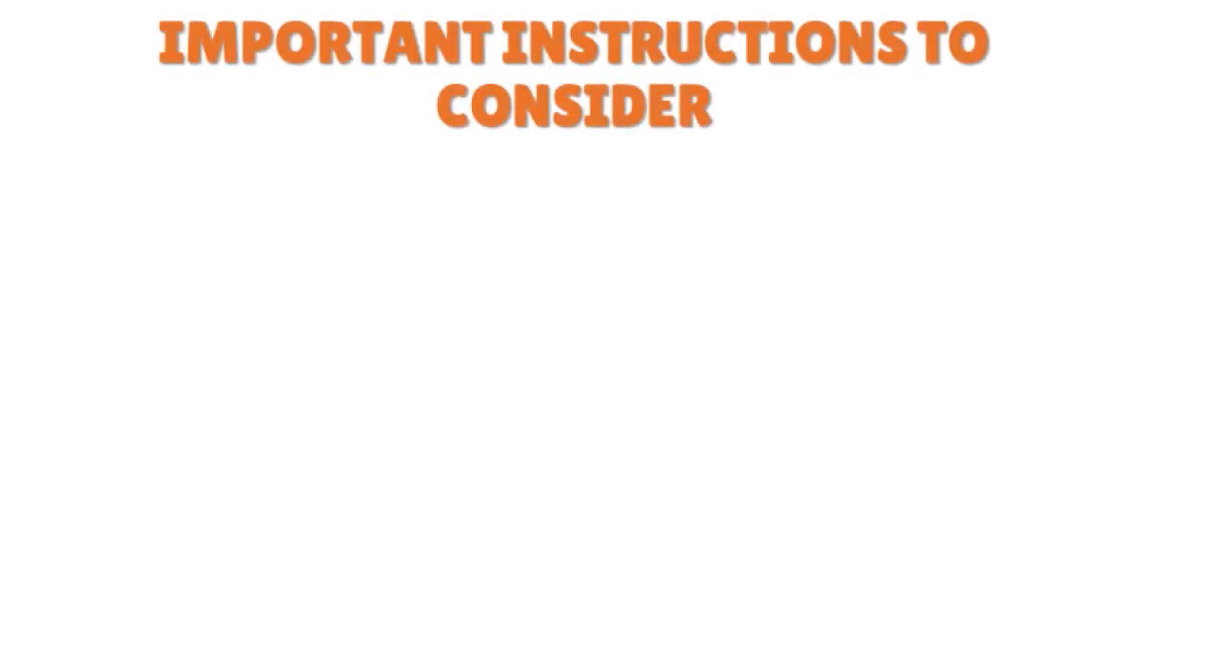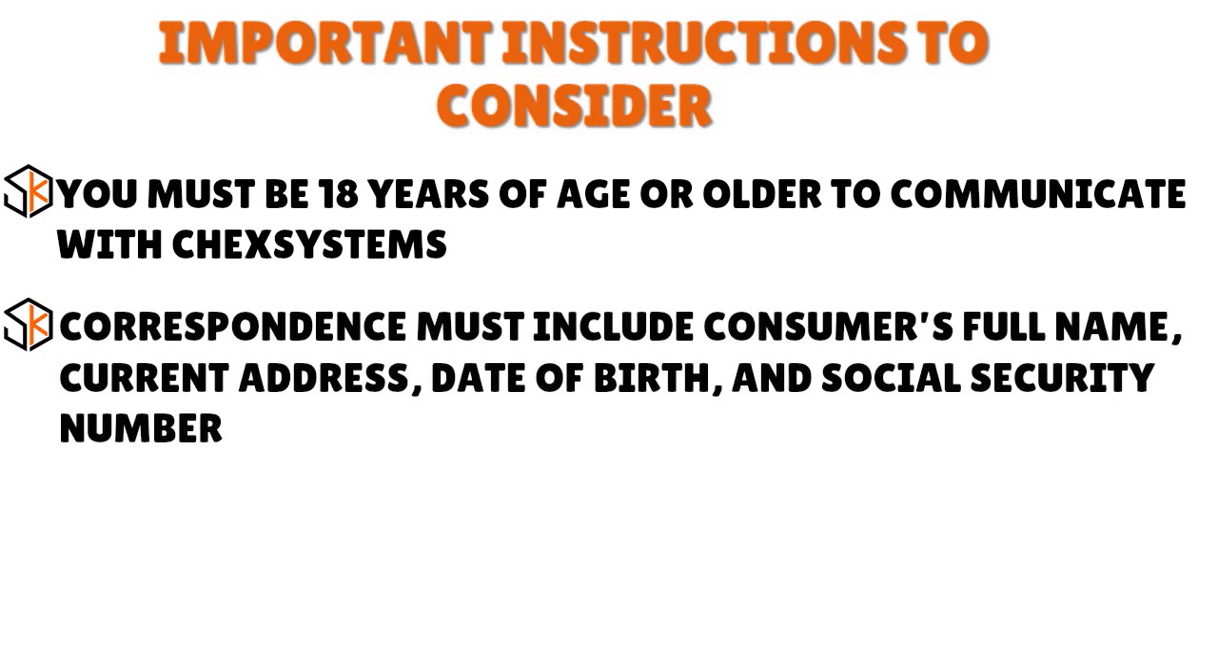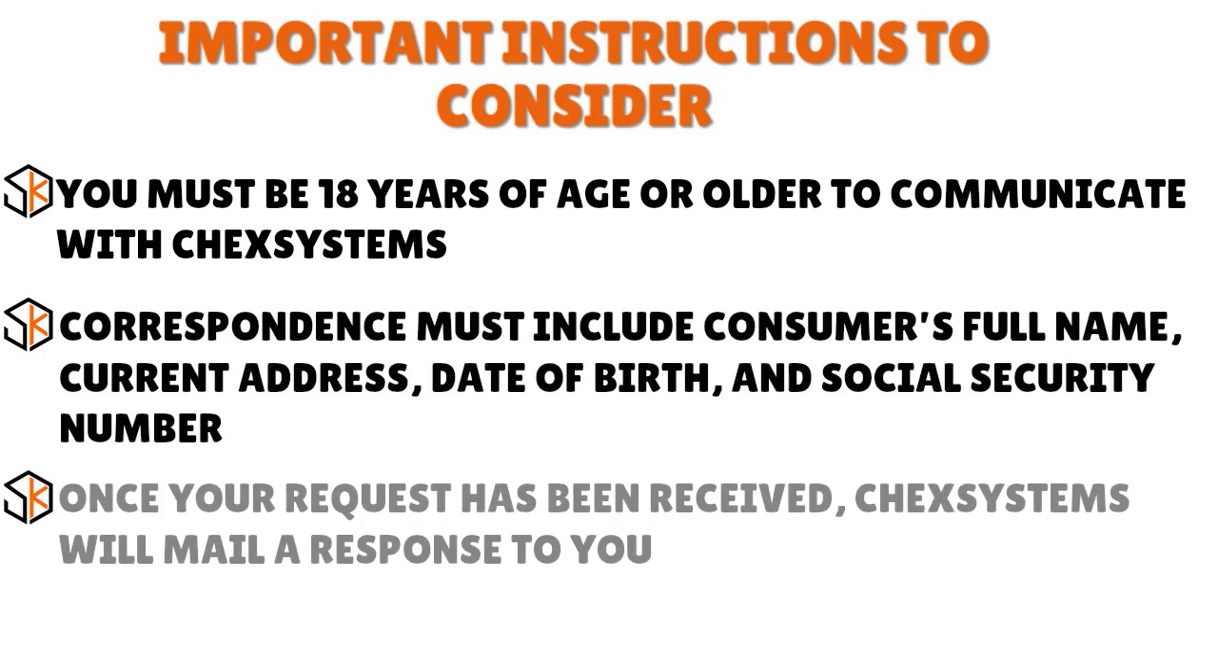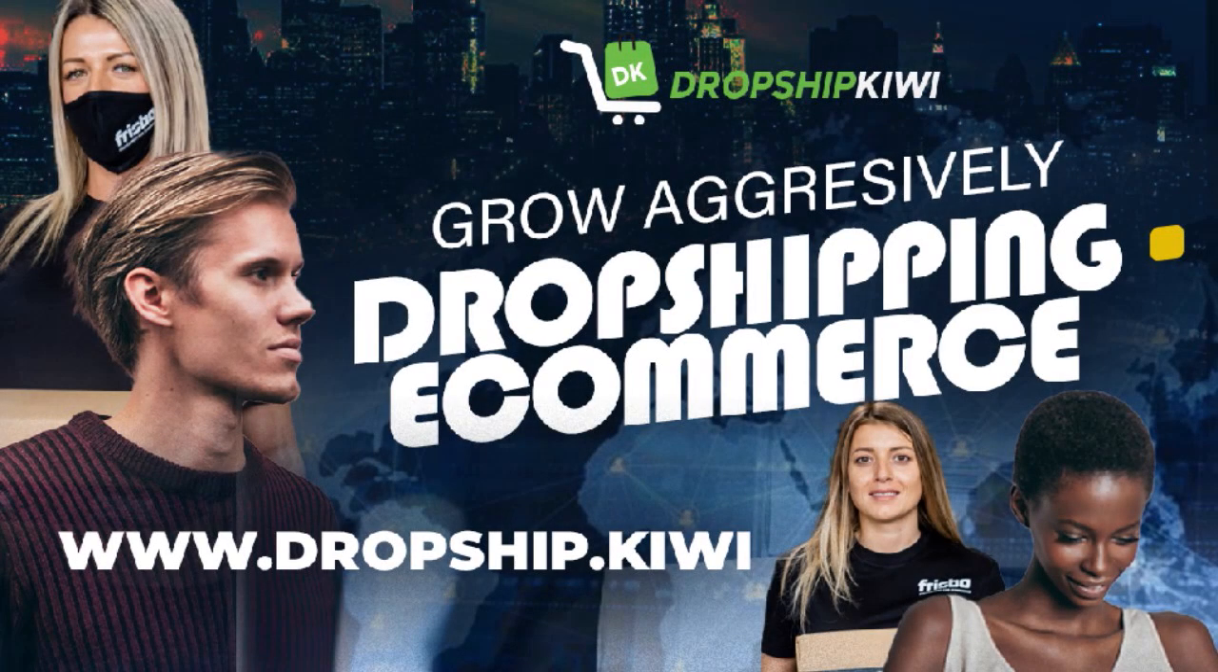And now there are some important instructions to consider. You must be 18 years of age or older to communicate with ChexSystems. Correspondence must always include your full name, your current address, your date of birth, and your social. Once your request has been received, ChexSystems will mail a response to you, and you agree to provide accurate identified information. That's really important, especially for ChexSystems to process your transaction.